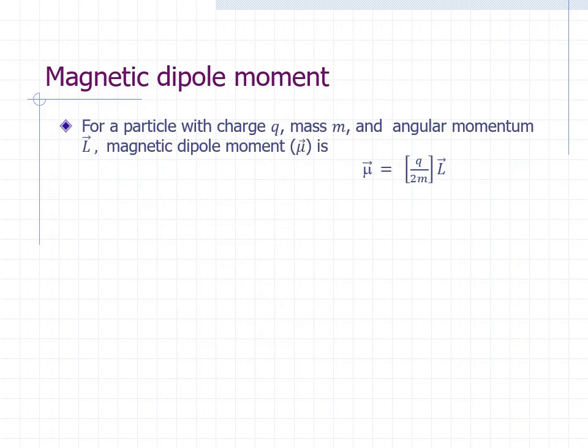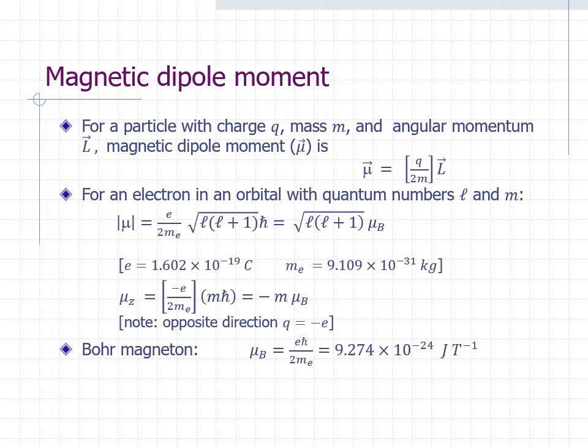For a particle with charge q, mass m, and angular momentum vector L, the magnetic dipole moment vector is obtained by multiplying vector L by a scalar equal to q over 2m. So this means that an electron in an orbital with quantum numbers L and m will behave like a magnet, and we can get the magnitude of the magnetic dipole moment by multiplying the magnitude of angular momentum by e over 2 times m sub e, where m sub e is the mass of the electron.